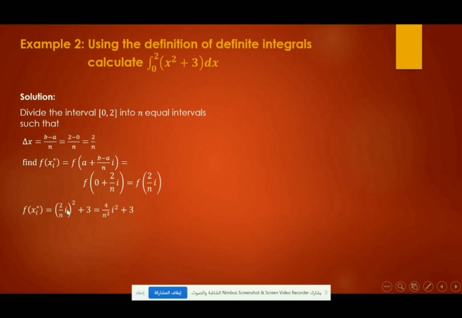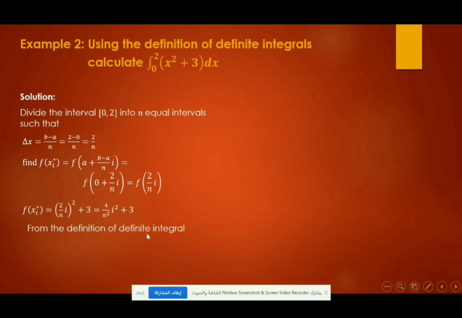2 over n i squared plus 3. Then square it and get 4 over n squared i squared plus 3. This is the length of the rectangle. This is the width of the rectangle. The next step, you have to multiply width by length.